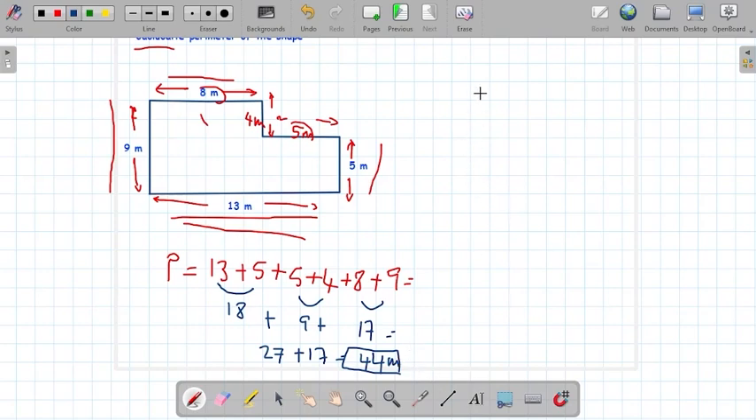Just as a revision for converting, just to remind you, 1 centimeter is equal to 10 millimeter. This is something in math you have to recognize by yourself. 1 meter is equal to 100 centimeter. 1 kilometer is equal to 1000 meter.